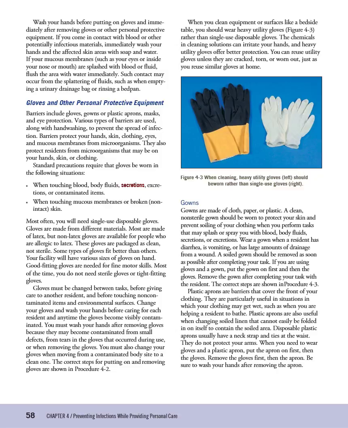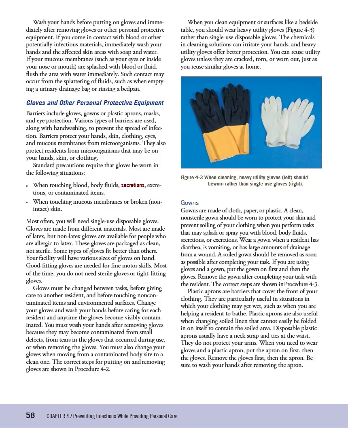Gowns. Gowns are made of cloth, paper, or plastic. A clean, non-sterile gown should be worn to protect your skin and prevent soiling of your clothing when you perform tasks that may splash or spray you with blood, body fluids, secretions, or excretions. Wear a gown when a resident has diarrhea, is vomiting, or has large amounts of drainage from a wound. A soiled gown should be removed as soon as possible after completing your task. If you are using gloves and a gown, put the gown on first, then the gloves. Remove the gown after completing your task with the resident. The correct steps are shown in Procedure 4-3.